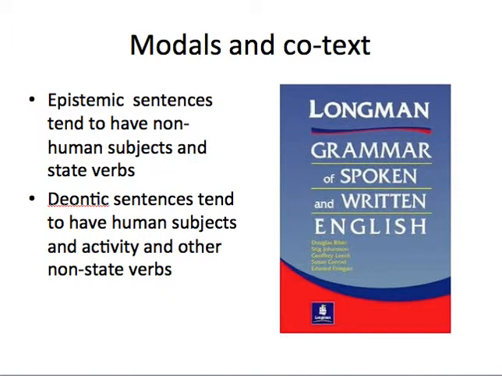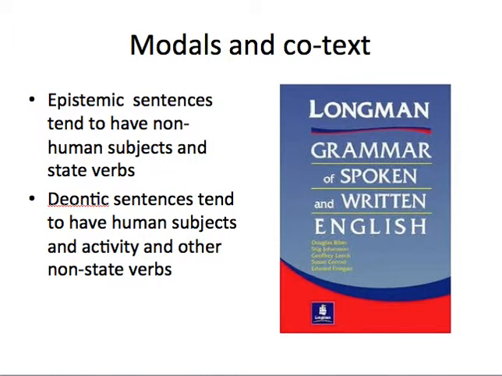Just a couple of things in terms of corpus linguistics. Corpus linguistics studies the particular cotext and the occurrence. What we can say, and these are general statements, is that epistemic sentences tend to have non-human subjects and state verbs. So in that sentence, the tide should be turning now. Tide is a non-human subject. So there's a tendency to have that, and also a tendency to have state verbs.